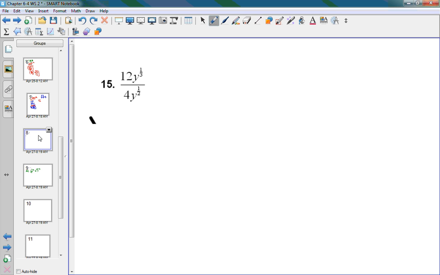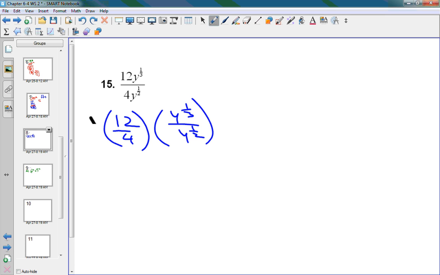I'm saying numbers with numbers, letters with letters. So 12 divided by 4, y to the 1/3 over y to the 1/2. What's 12 divided by 4? 3. Now what do I do with my exponents here? Why am I subtracting? Because I'm dividing. So I have 1/3 minus 1/2. So I come over here, 1/3 minus 1/2. What's my common denominator? 6.